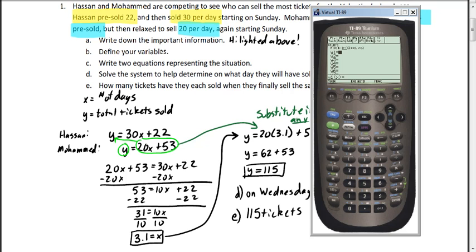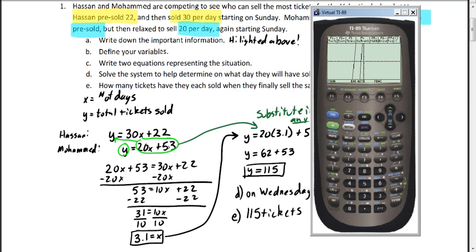And you can go ahead and type in 30x plus 22, enter, and then type in the other one, 20x plus 53, push enter. Now we're ready to graph it, so go ahead and push green and then graph. That's F3 for the graph. Oh, there's one of the lines, there's the other. Oh no, they don't cross, Mr. Bar. What am I going to do?